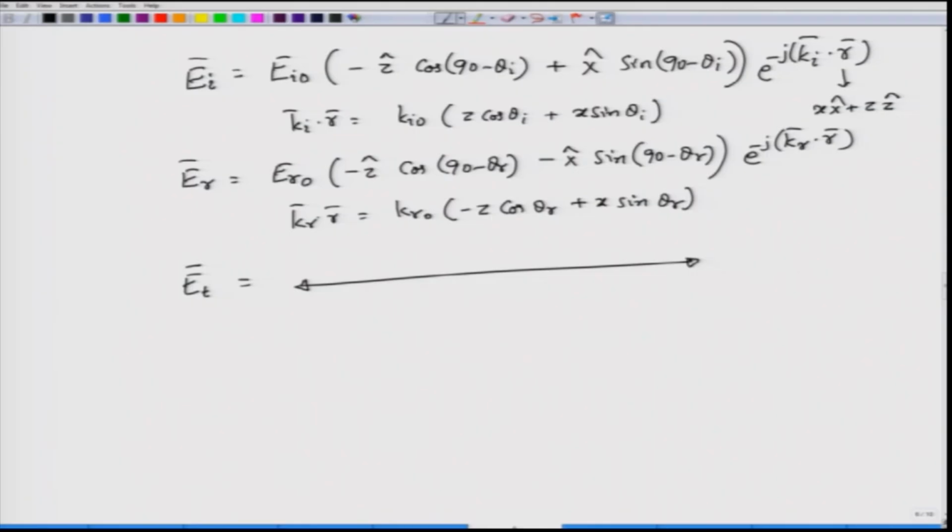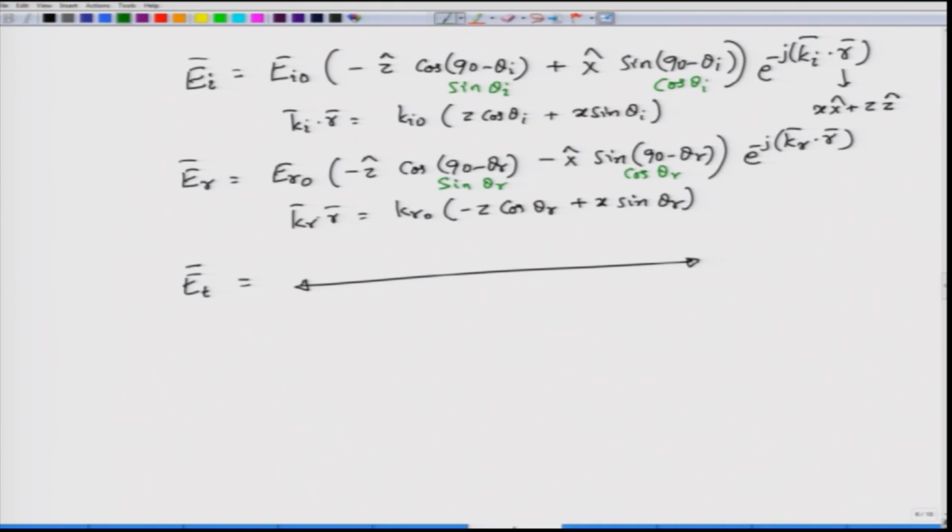Well, I also know that cosine of 90 minus theta I can be simplified because this is sin theta I, whereas sin of 90 minus theta I is basically cos theta I. Cos of 90 minus theta r is sin theta r, sin of 90 minus theta r is cos theta r. Now, we have all the expressions in our hand except for the magnetic fields, which we will come to in a minute.